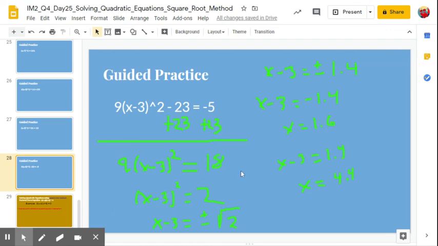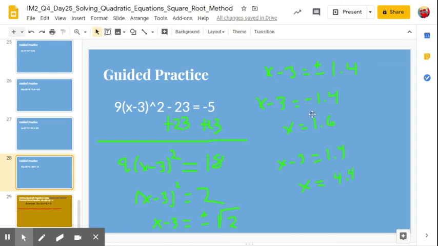So then we take the square root of both sides. So we get x minus 3 equals plus or minus the square root of 2. So on your calculator, it's about 1.4. You might have said 1.41. I just rounded to the nearest tenth this time. So x minus 3 is approximately equal to plus or minus 1.4.